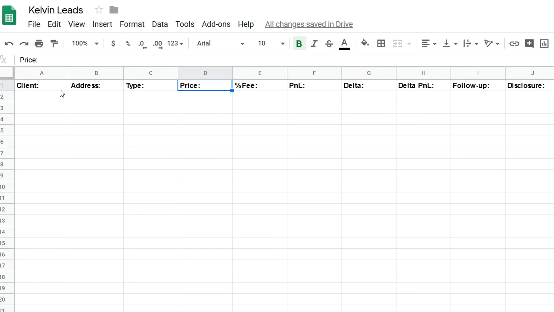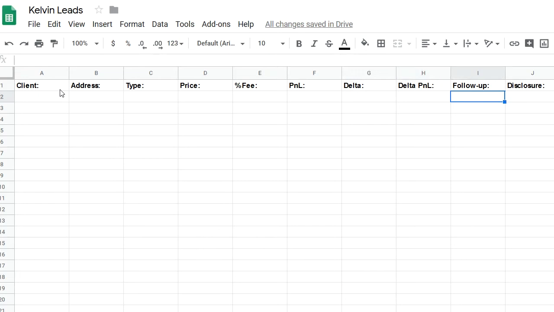Price, obviously, if there is a listing price, if there is an accepted offer or something in contract, you can put it there. This is the fee. You can find this in RealtyMX, the HGMLS, what the co-broke is, or what we expect to earn. And then this is simply the price multiplied by the fee. And then this delta is just a term for probability of success. And just to go back, P&L stands for profit and loss, so basically what the commission is. Delta P&L means the commission multiplied by the chance of success.